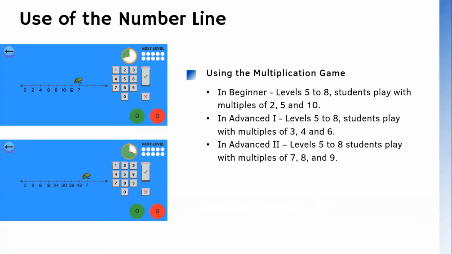In the multiplication game, players input the missing multiple in the number line. For beginners, levels 5 to 8, students play with multiples 2, 5, and 10. For advanced 1, players should play levels 5 to 8, so that they can deal with multiples of 3, 4, and 6. In advanced 2, levels 5 to 8, students play with multiples of 7, 8, and 9.